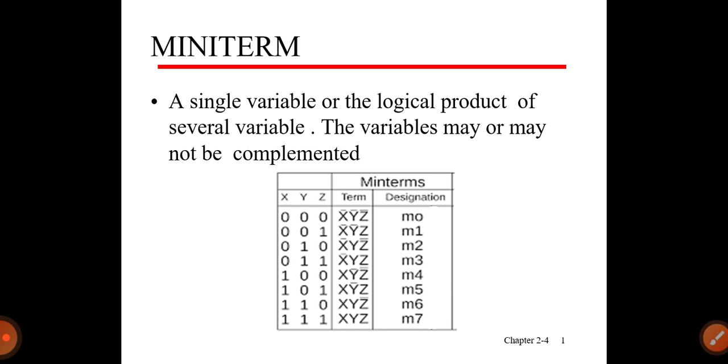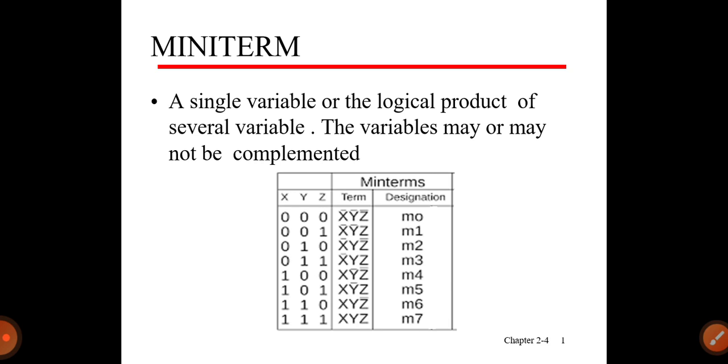In this unit we have to discuss SOP, POS and K-map, full adder, half adder, BCD codes, encoder, mux and demux. The whole of digital electronics depends on this third unit. First we have to discuss some definitions of digital electronics.